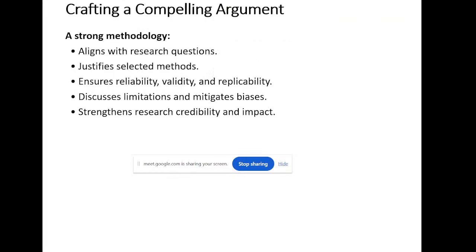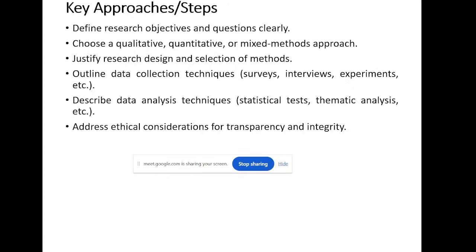Okay, so maybe we can go back to the next point on crafting a compelling argument. Remember on the previous slide we looked at these 6 key points, right? Defining research objectives and question, choosing the type of data, is it qualitative, quantitative, or mixed, justifying your research design for selection, and then of course determining the type of data you're collecting. Is it survey data, is it interviews, is it experiment, or is it empirical data that you're analyzing from a secondary source? And then of course you need to determine the analytical techniques.